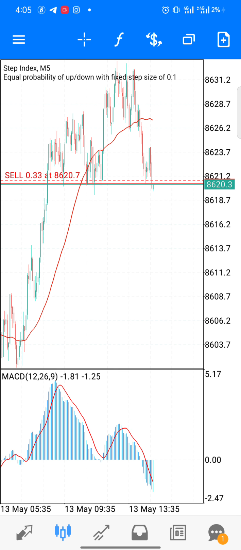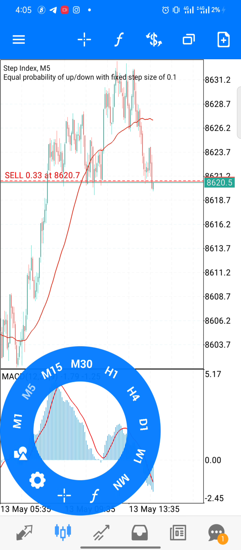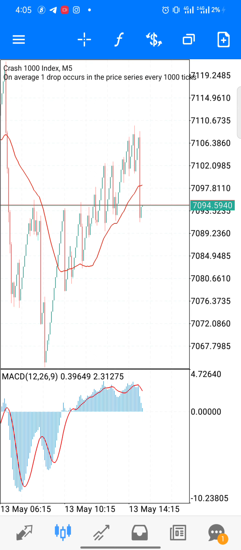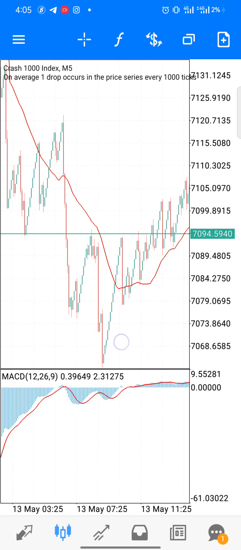That is just the thing behind it. Exactly, guys, that is just how it is. So let's check out another index. Let's check out Crash 1000. So that's how you can engage in a very profitable trading plan, guys, because it will really help you. Of course it will help you.